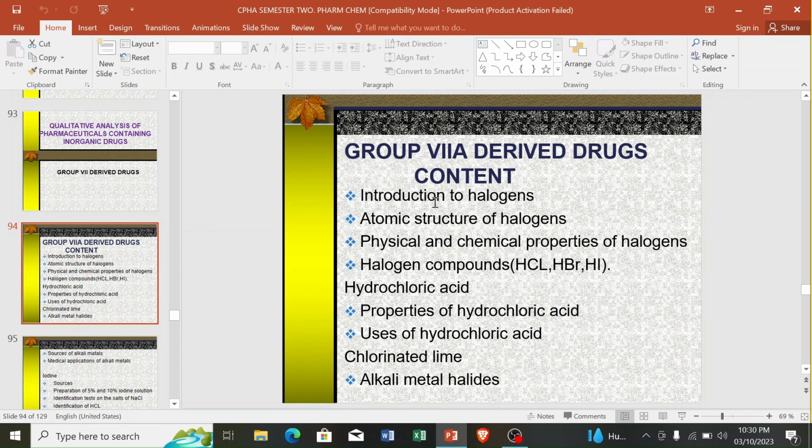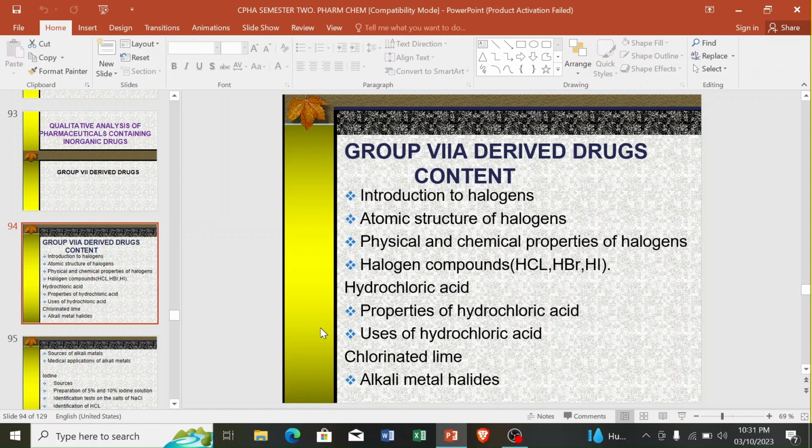So this is our outline for today. We are going to look at introduction to halogens. We shall look at atomic structure of halogens. We are going to look at the physical and the chemical properties of halogens. We shall look at halogen compounds, where we are going to interact with majorly 3 compounds of halogen. That is, when halogen compounds combine with hydrogen, when halogen compounds have oxygen in them, and then when we have our group 1 elements of the periodic table combining with halogens, where they form alkali metal halides.